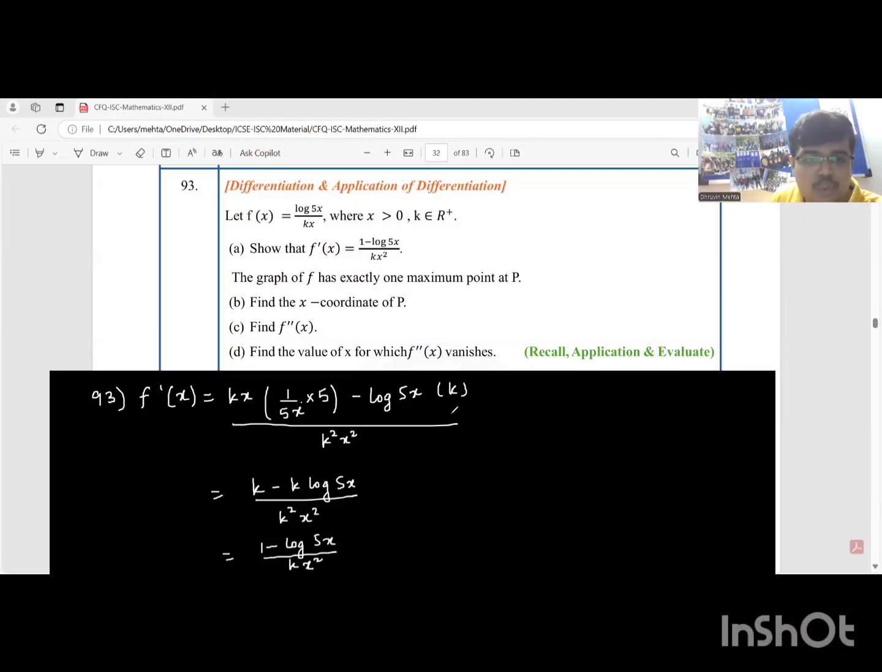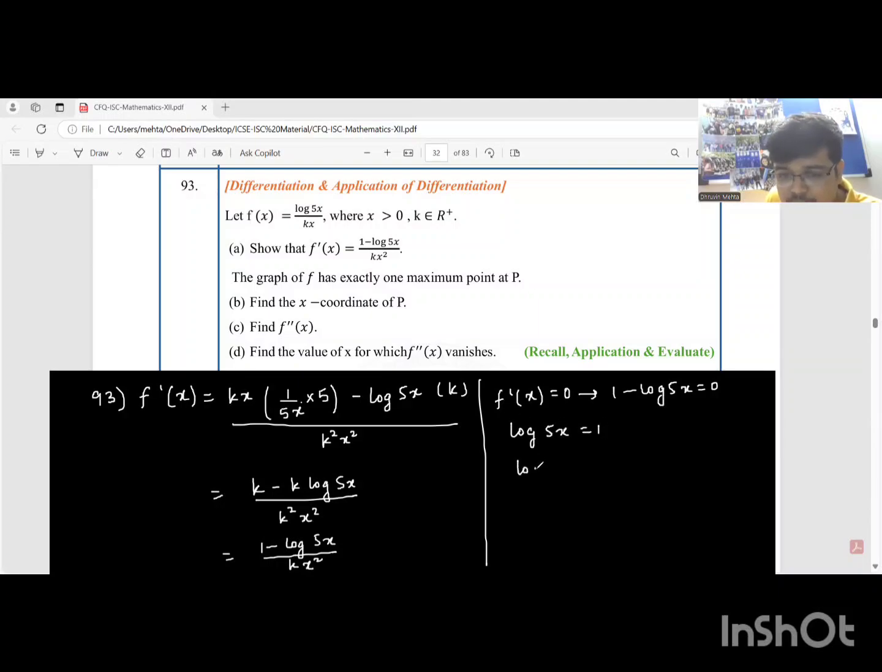In the second, we have to now show that the graph of f has exactly one maximum point at P. When we say maximum minima, students, we'll equate the derivative with 0. So f dash x has to be equated with 0. We have to show that it has only one value of x. Now, students, the denominator will not play a part. We will have 1 minus log 5x is equal to 0, which means log 5x is equal to 1. I hope you remember that log of e is 1. So I'll take it as log of e, which means, students, 5x is e, and therefore x is e by 5. So we have only one point, and that point is x equal to e by 5.